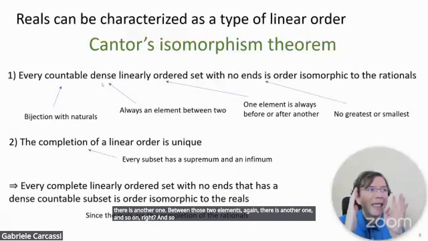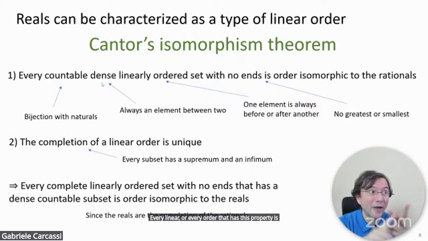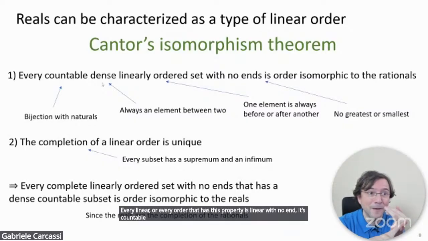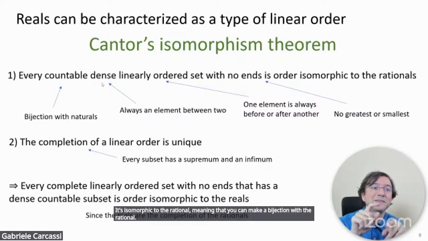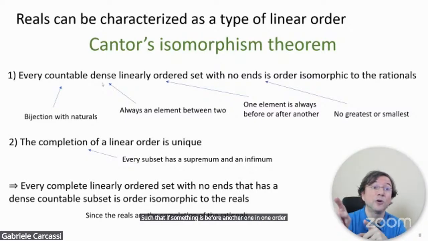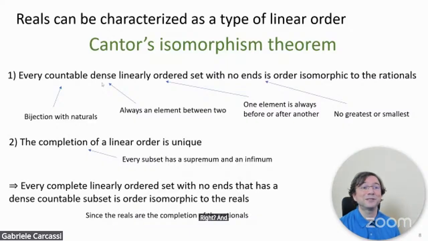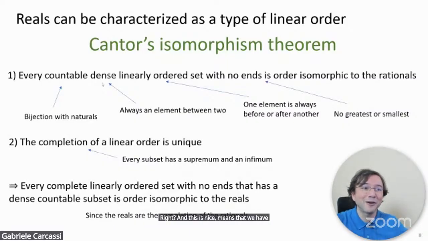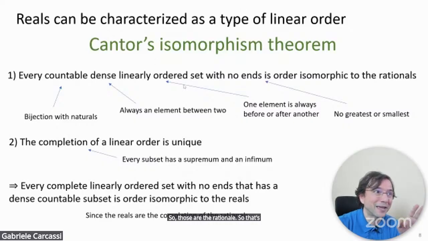And so every order that has this property, linear with no ends, countable, and dense, is isomorphic to the rationals, meaning that you can make a bijection with the rationals such that if something is before another one in one order, it is also going to be before the other one in the other order, right? And this is nice. It means when we have countably many points, linearly ordered, dense, those are the rationals. So that's the first thing that Cantor proved.